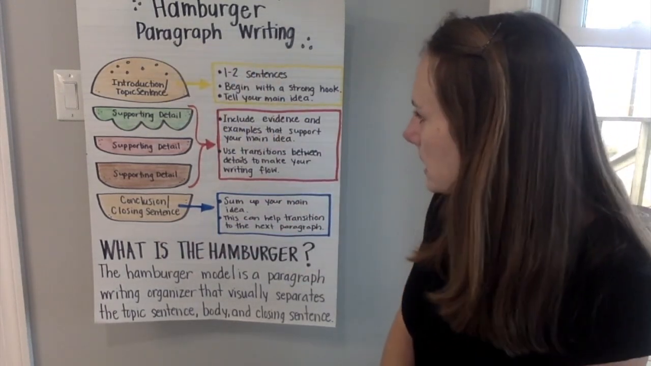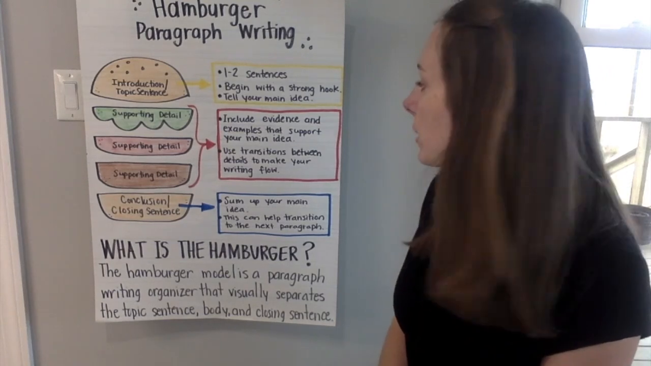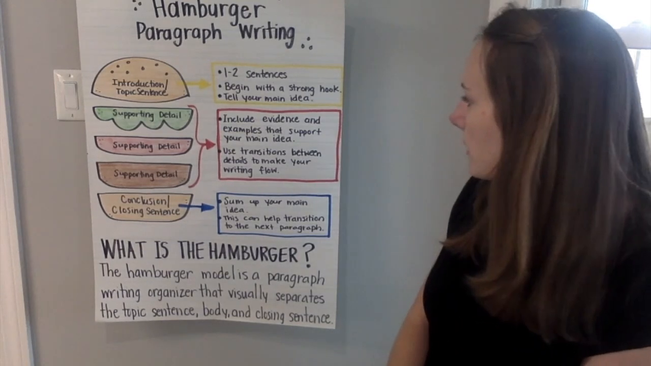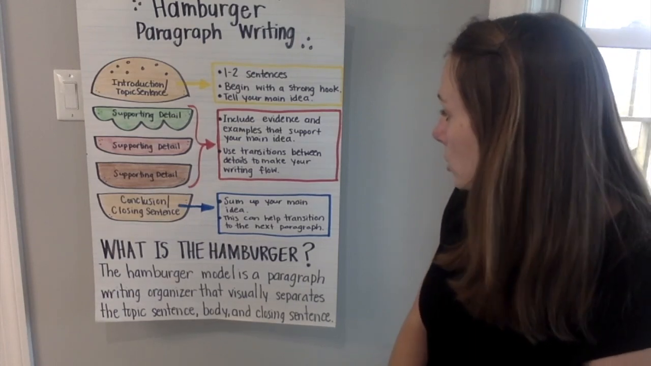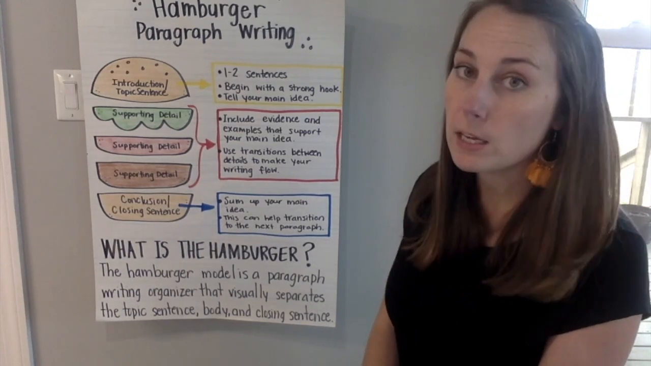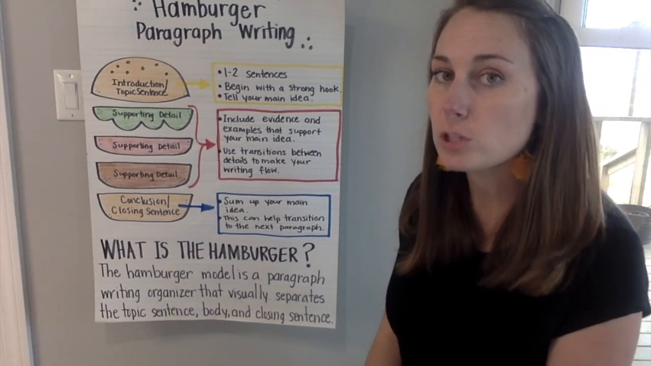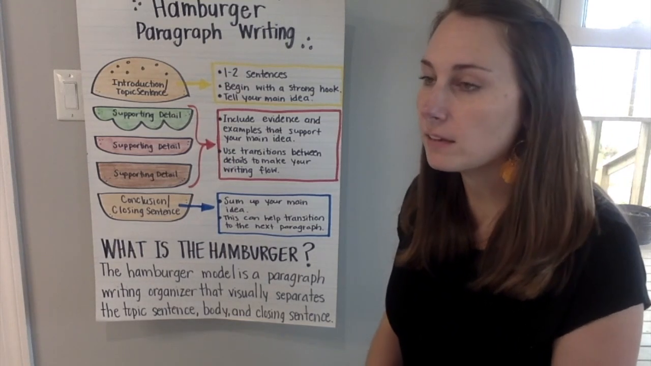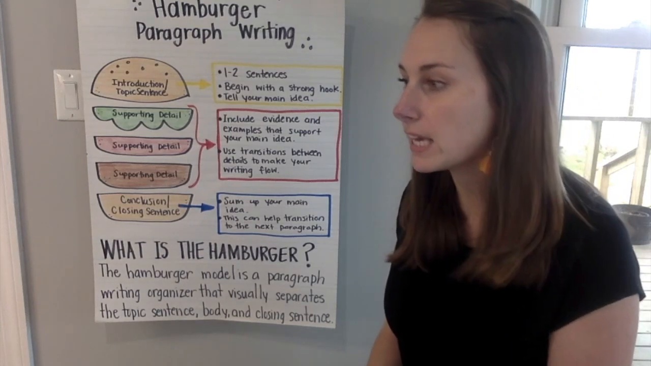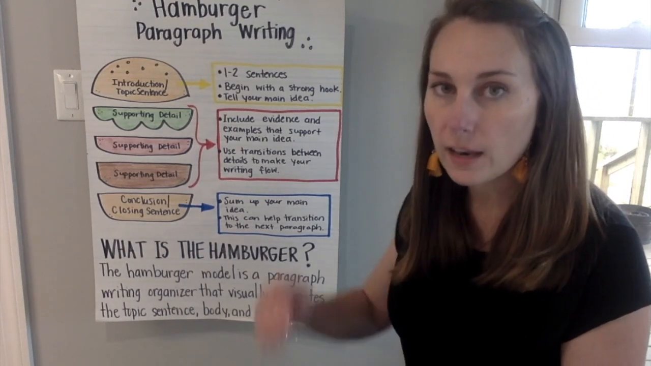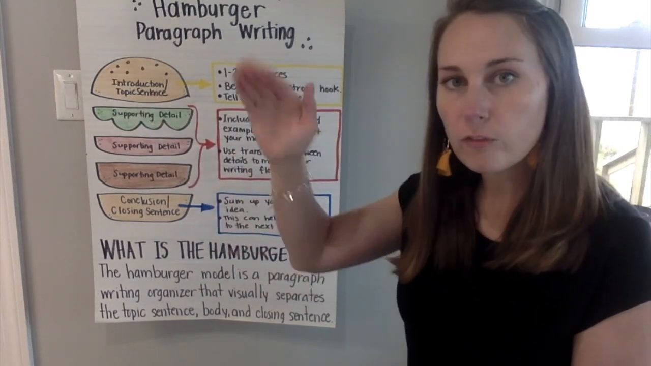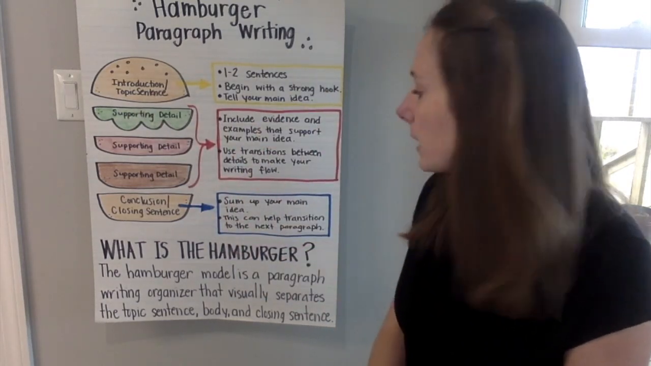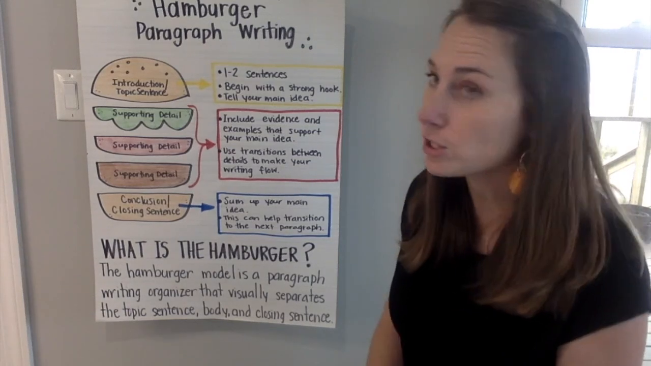Now for your supporting details, we try to have at least 3, and you include evidence and examples that support your main idea. You also can use transitions between details to make your writing flow. So think about those transition words. Then, next, finally. You know, those words that kind of bump you from one part to the next to make your writing flow more smoothly for whoever's reading it. In this case, your teachers.